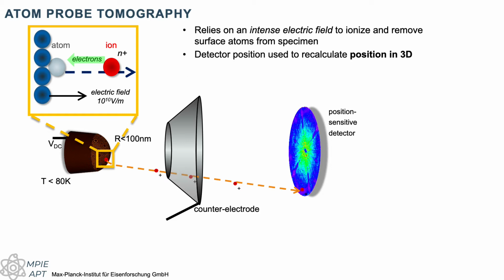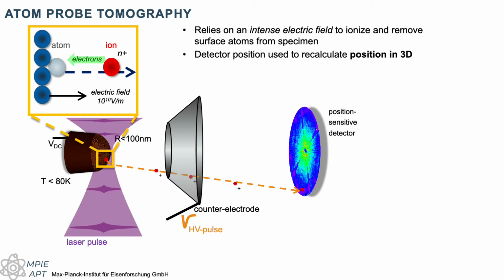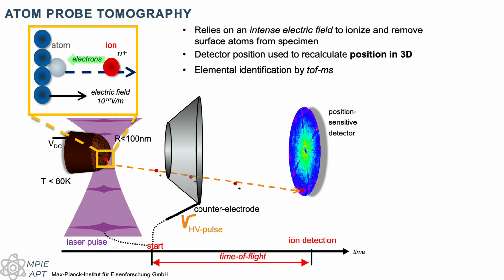And here comes the point of interest to this particular lecture, which is the pulsing mode. Either we can use high voltage pulses or laser pulses to either temporarily increase the field or increase the temperature to trigger the departure of the ions. This gives us the starting point of the time of flight measurements, and we can deduce the mass to charge ratio of each of the ions detected based on their time of flight.